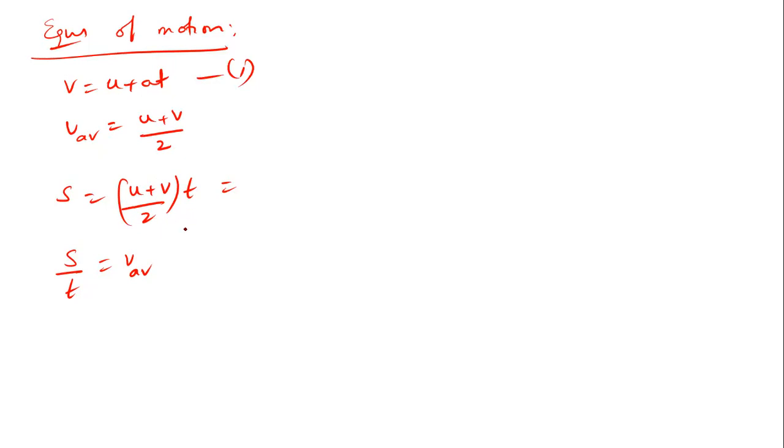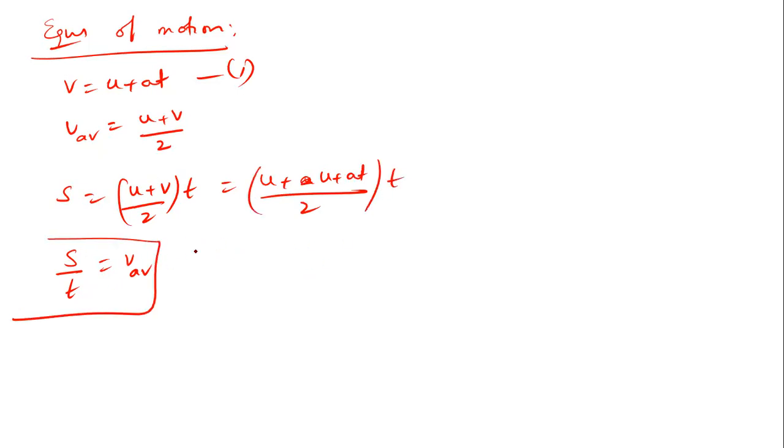In the second equation, I substitute from here, I substitute it over here. I'll write this as (u plus at) divided by 2 into t. I'll keep this one aside.